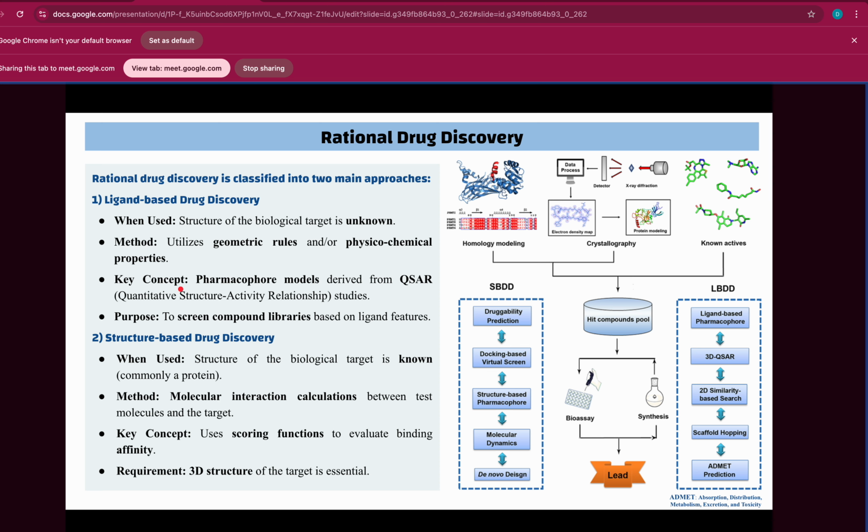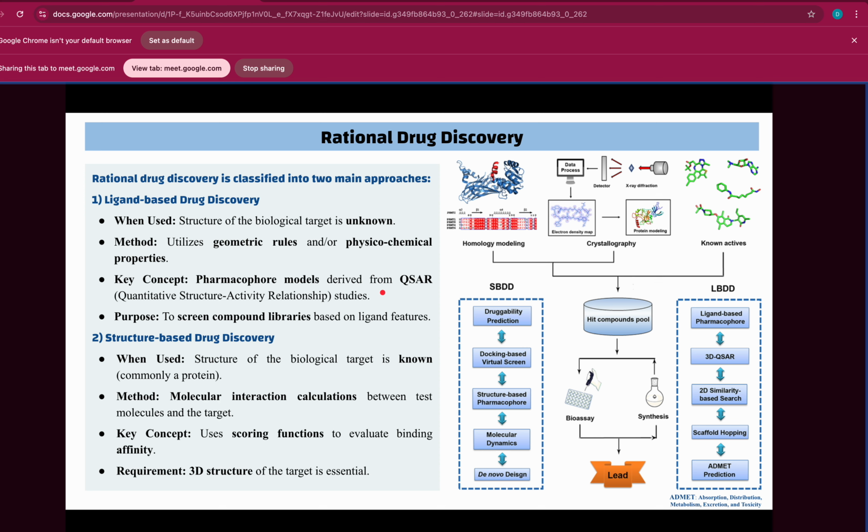So the key concept is pharmacophore models derived from QSAR, which is the quantitative structure activity relationship studies. Pharmacophore means where you study the structural properties of some small molecule, and then you relate how the structure is related with the activity. So in this way you make changes in the structure, and then you correlate it with the activity, whether the activity will go up or it will go down. So in this case we are trying to predict which structure will have what activity.